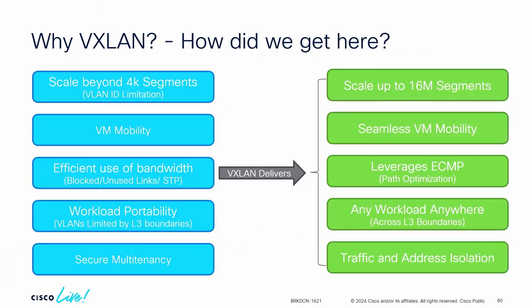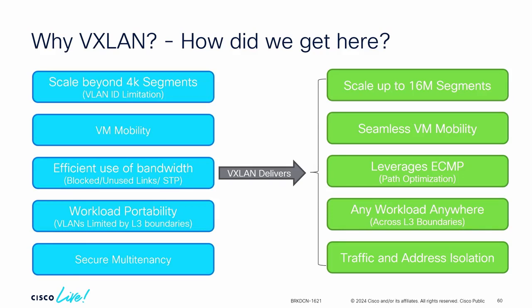But what did VXLAN give us and how did we get here? We can see here that we took advantage of scale. Now we can go from 4,000 VLANs to 16 million segments. For VM mobility, we now have the ability to not just keep that VM in one location, we can actually do a vMotion and support that because we have layer 2 adjacency across my layer 3 fabric.